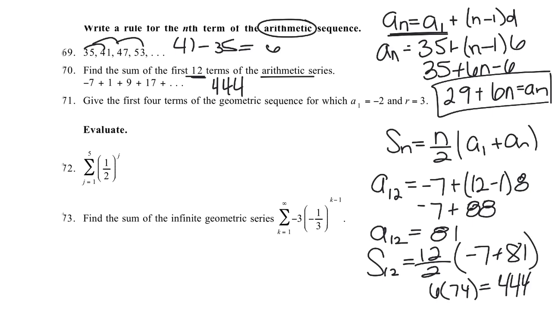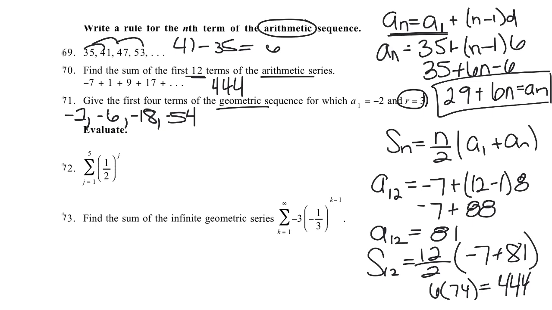Number 71, give the first 4 terms of the geometric sequence for which a1 is negative 2 and r is 3. That means we're going to multiply by 3. So a1 is negative 2. Multiplying by 3 gives us negative 6. Multiplying by 3 gives us negative 18. Multiplied by 3 gives us negative 54. And that's our first 4 terms.